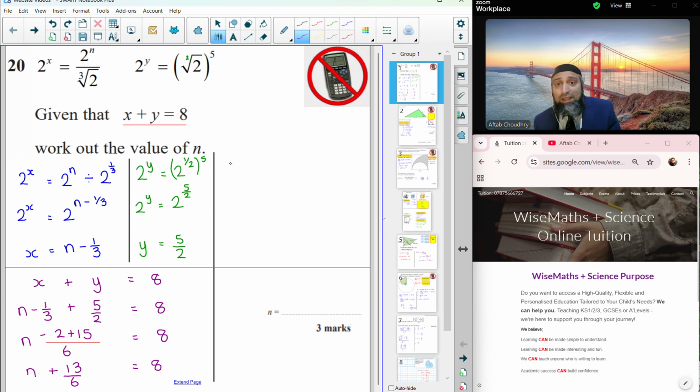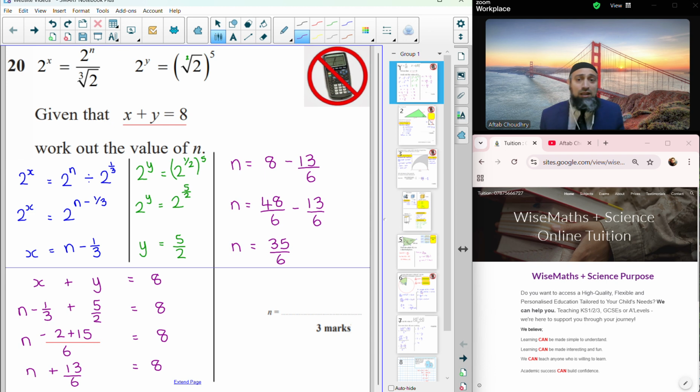Then n is equal to, the inverse of plus 13 over 6 is minus 13 over 6, so 8 minus 13 over 6. I'm going to rewrite my 8 with a denominator of 6. 6 times 8 is 48, so that's 48 over 6 minus 13 over 6. That leads us to n is equal to 35 over 6. You could make that into a proper fraction, but I'm just going to leave it as it is.